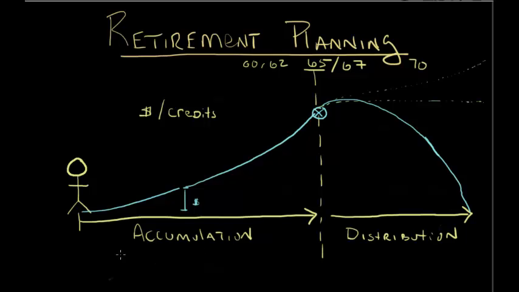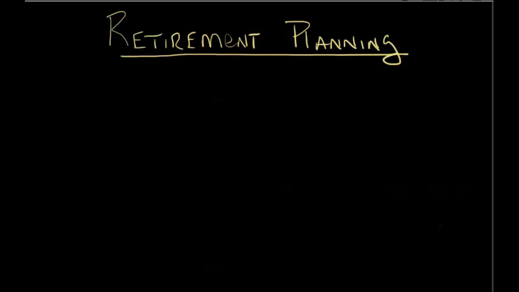Now, what I want to talk about next are these two phases, accumulation phase and distribution phase. Each have variables that you have some control over that will determine the success of this. So, okay, so this is our picture. This is what we're trying to do. Now, let me go and talk about the accumulation phases. So let's go here. I'm going to draw our person again.